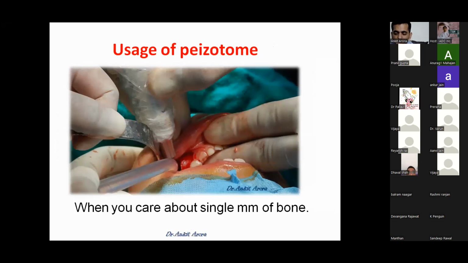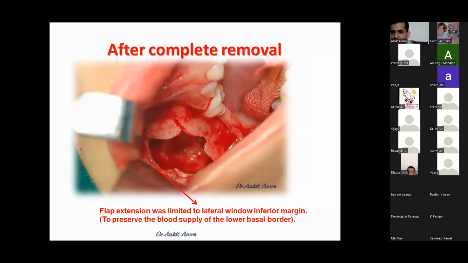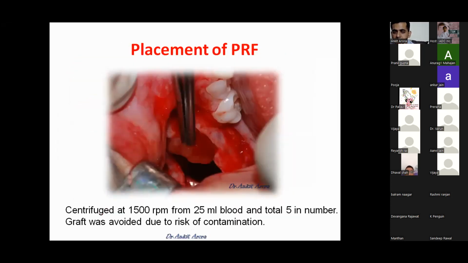We do not raise the flap. We create a lateral window with a piezotomy, and we do not raise the flap till the lower border, because the periosteum is very much required to preserve the bone vascularity. So we created a lateral window, removed the tooth, and put PRF there.